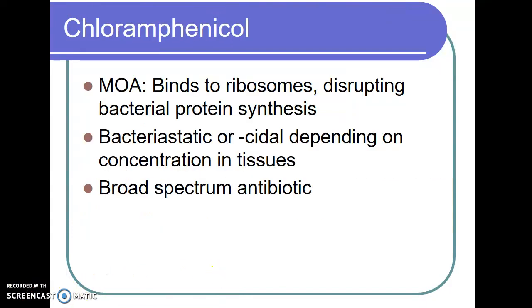So I'm going to talk about chloramphenicol and florfenicol. They're kind of related drugs, but they're very different in the way that we use them. The mode of action for chloramphenicol is that it disrupts protein synthesis by binding to ribosomes. And depending on the concentration at the site that we're trying to affect, it can be bacteriostatic or bactericidal. It is a broad spectrum antibiotic, and we don't use it as much as we used to because of some pretty bad side effects, but it is a desirable drug because of this broad spectrum that it has.